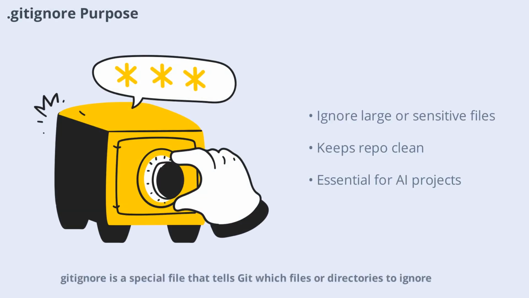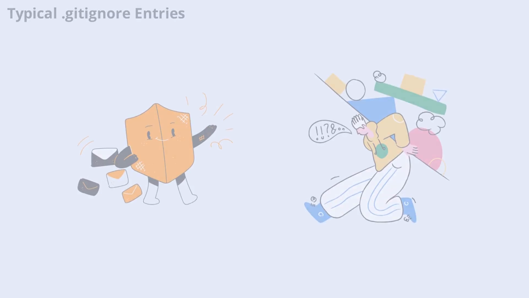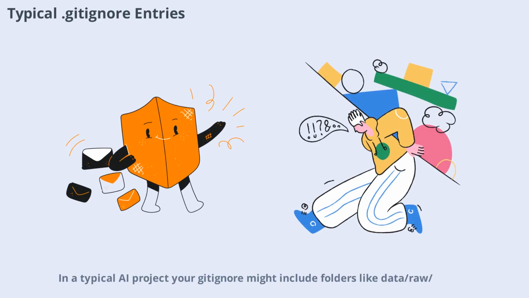The gitignore is a special file that tells Git which files or directories to ignore. For AI projects, you should never commit large raw datasets, model weights, or sensitive API keys. Including these in gitignore keeps your repository clean and secure and prevents accidental uploads of huge or private files. In a typical AI project, your gitignore might include folders like data/raw, models, checkpoints, .env files, and pycache directories. This ensures that only code and essential configuration files are tracked, making collaboration smoother and reducing the risk of sharing confidential information.